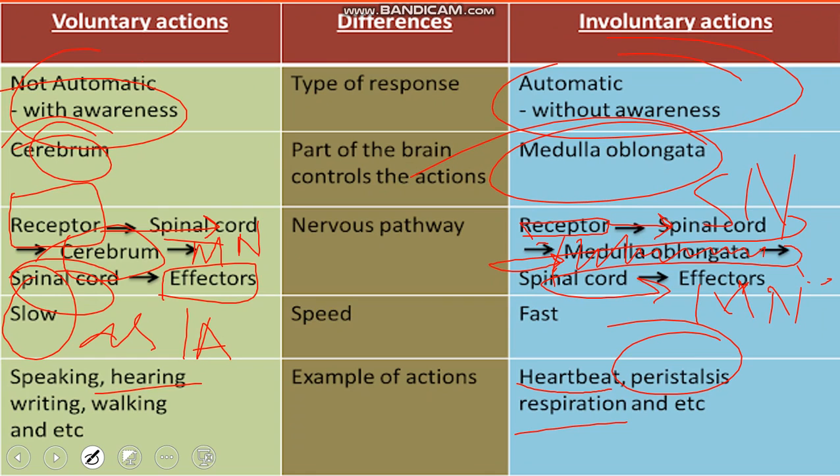The movement of food in the esophagus. The esophagus subconsciously contracts and relaxes, and you don't even realize how food is passed from the esophagus to the stomach. This is actually a lot of action that is required there. This relaxation and contraction of the muscles present in the esophagus allow the food to go into the stomach.